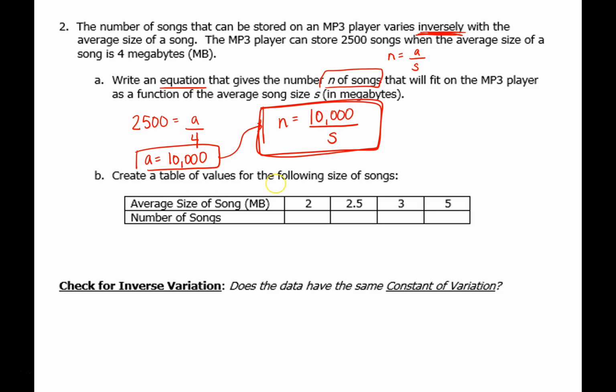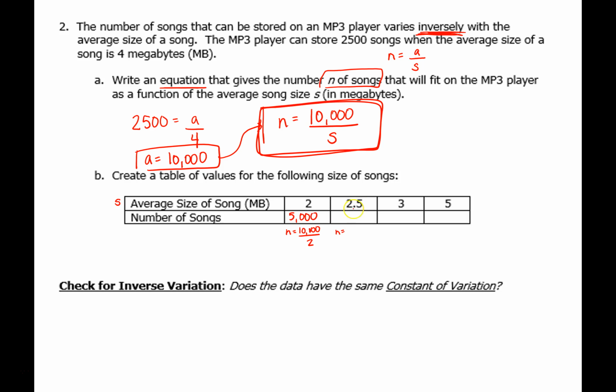Create a table of values for the following size of songs. Okay, so when the average song size, this is the S value, is 2, that means how many songs? What's the number of songs? So if I know n is equal to 10,000 divided by the size, I can do 10,000 divided by 2. That's 5,000. So it means I'll be able to store 5,000 songs on my MP3 player.